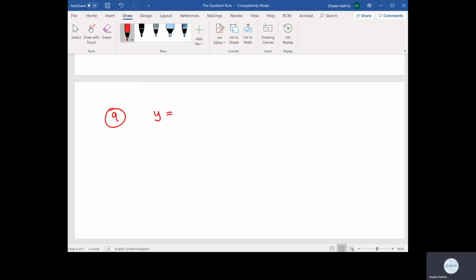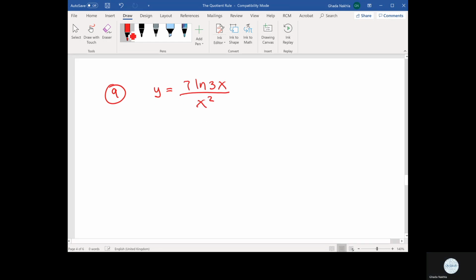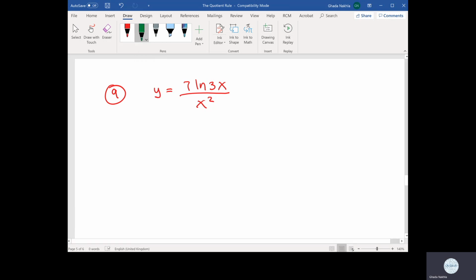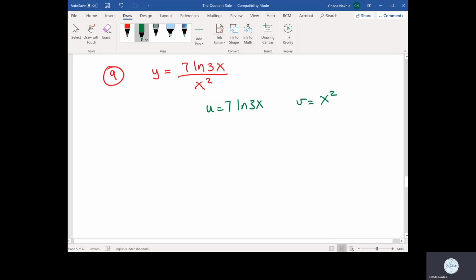Y equals 7 ln 3x divided by x squared. You need to ask yourself, which rule am I using? And which one? We've got to divide, so it must be the quotient rule. And then you identify u is always the number at the top, numerator. V is always the denominator. Differentiate both.